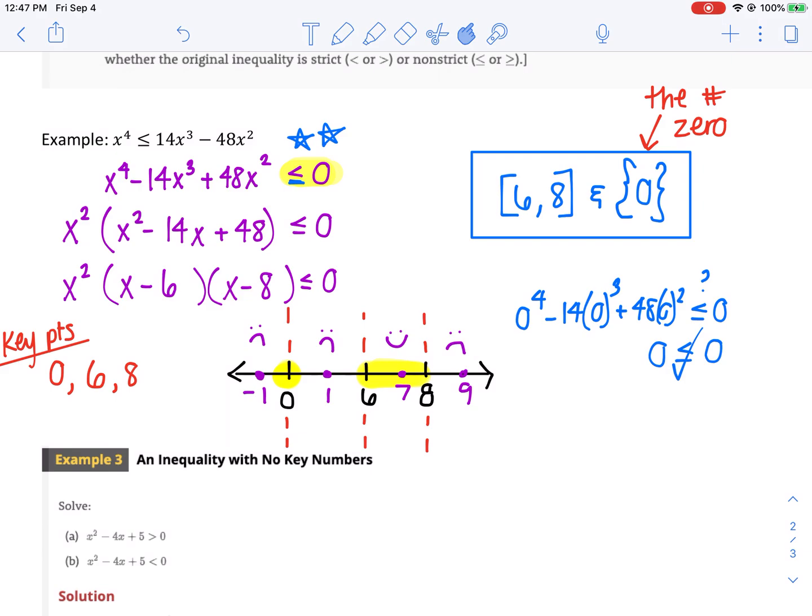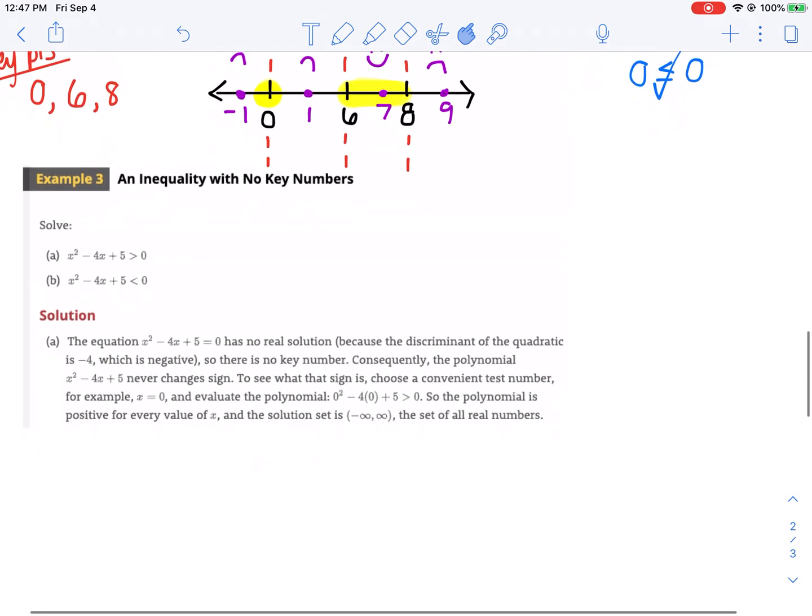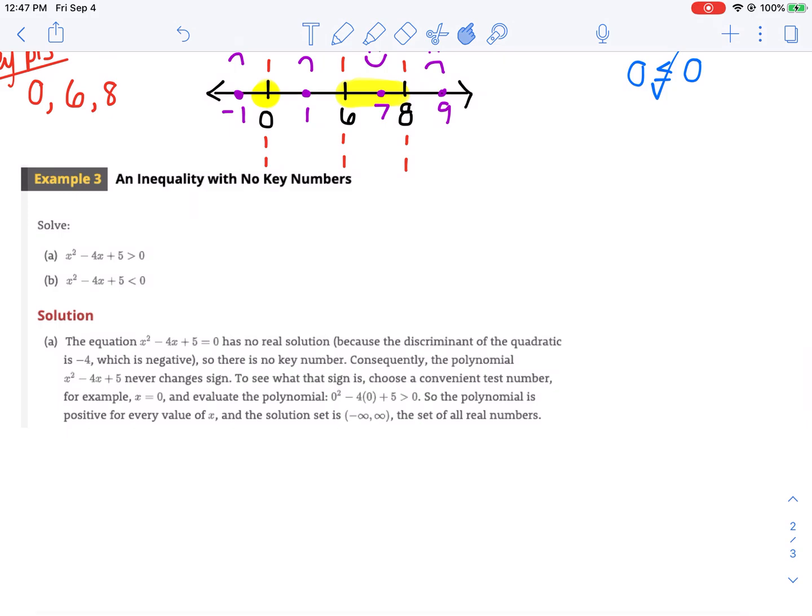Okay, so that's two really good examples with key points and testing what part is true and false. The next part would be what happens with an inequality where there are no key values. That means there's nowhere that it's going to cross that x-axis. Well, let's take a look.